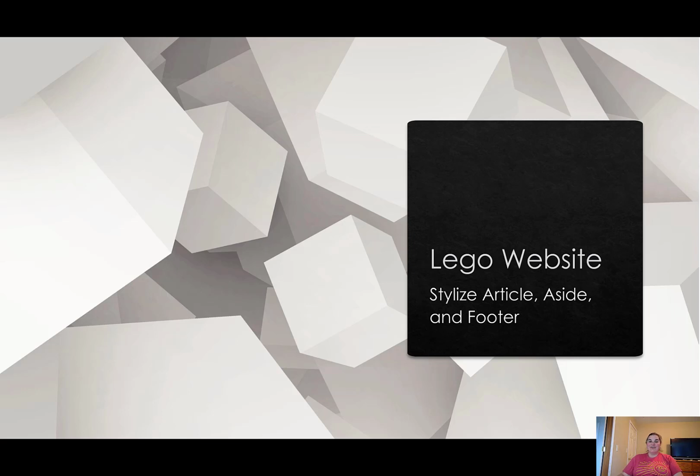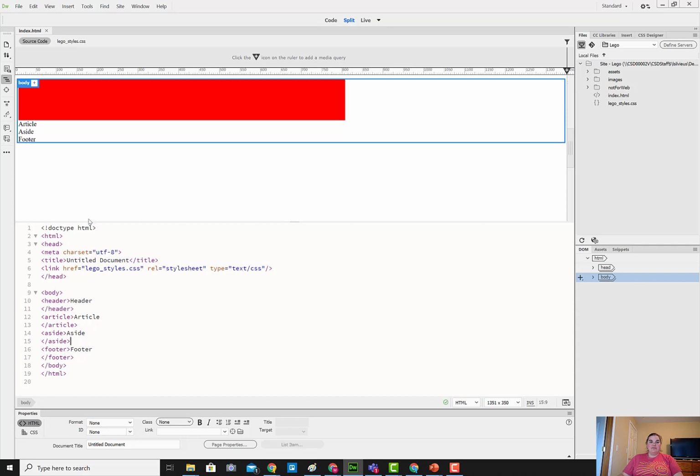It's time to stylize that article, aside, and footer on your LEGO website. So we've got our header. It's red. It spans the page at about 800 pixels and goes down 100 pixels. And now it's time to stylize this article, aside, and the footer.